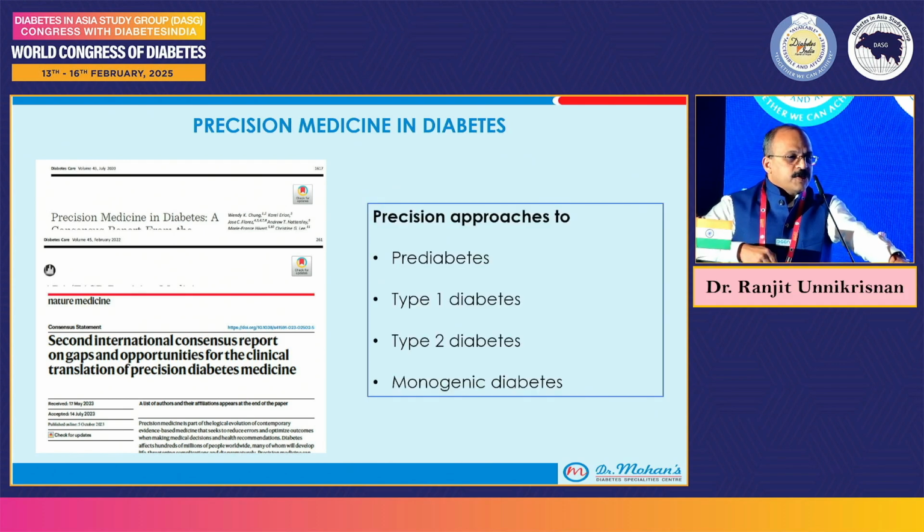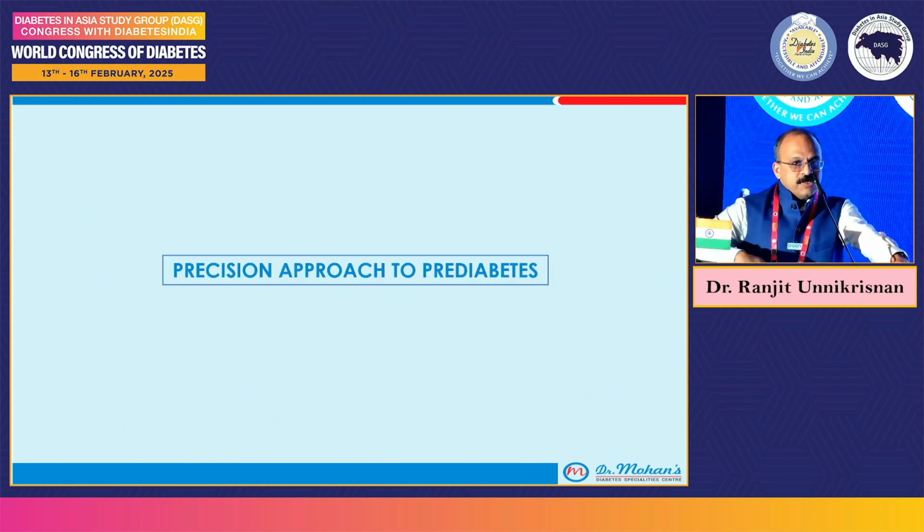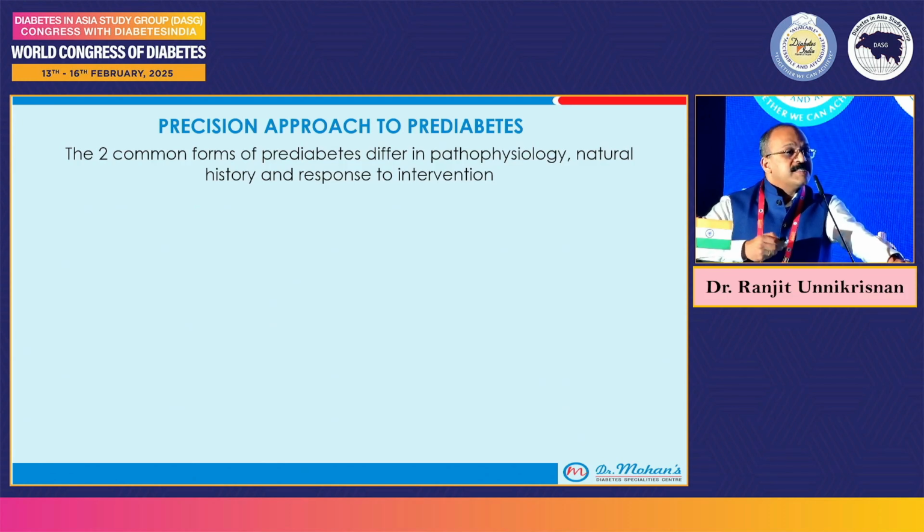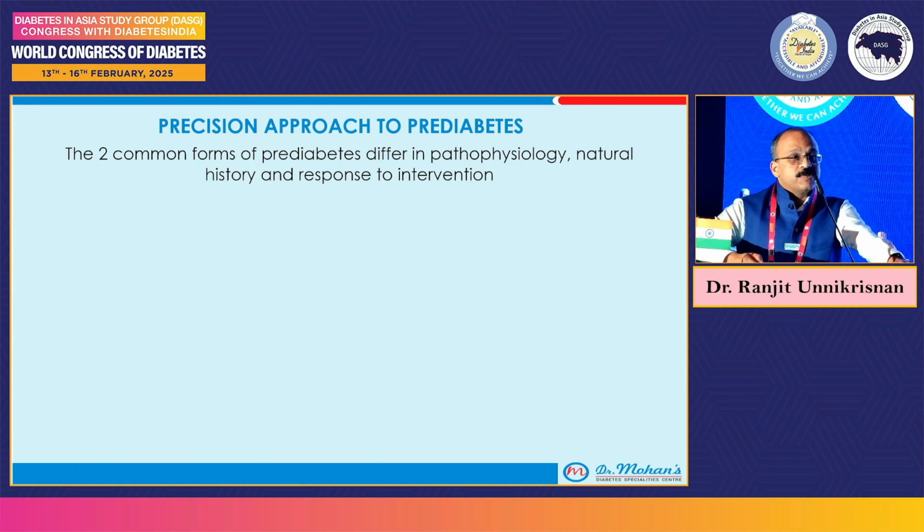So briefly, I'll talk about the precision approaches to pre-diabetes, type 1 diabetes, type 2 diabetes, and most importantly, monogenic diabetes. In the interest of time, I will not go into the further details of other types of diabetes. So how does the precision approach help in pre-diabetes? The two common forms of pre-diabetes, we know, impaired glucose tolerance, impaired fasting glucose, are not similar. They are not identical. They differ in pathophysiology, natural history, and response to the intervention.